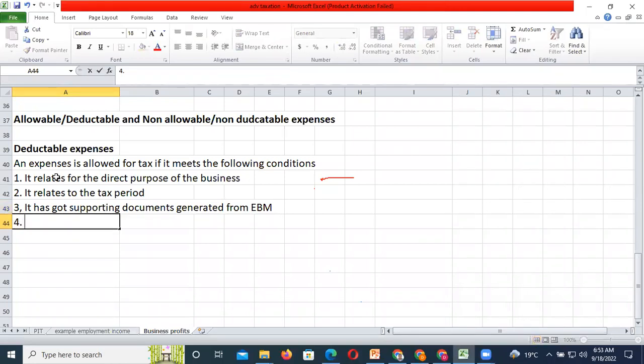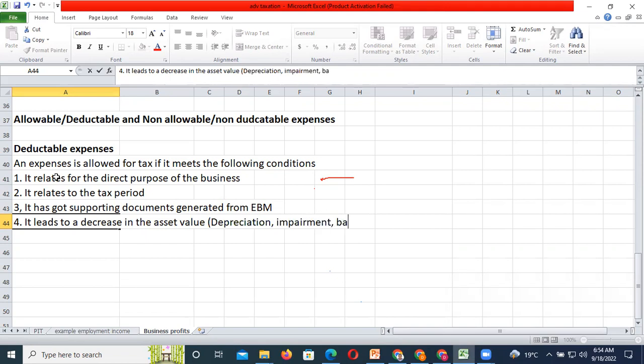Number four, it leads to a decrease in the asset value. For example, depreciation, impairment, bad debt: those expenses which lead to a decrease in the net asset value. Those ones are allowed for tax. But care should be taken on depreciation and bad debt. We shall discuss these in more detail.